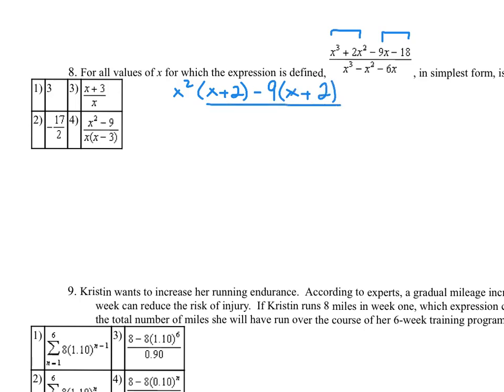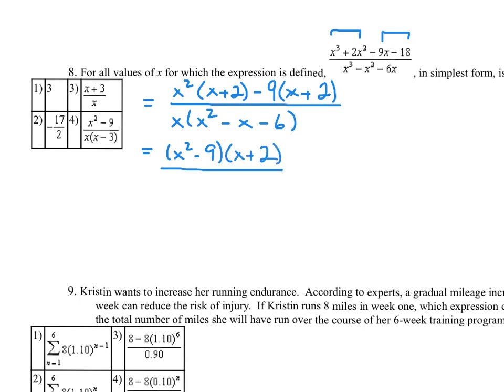All right, in the denominator, I notice that I have a common factor of x, so let me factor that out. And that would give me x squared minus x minus 6. All right, so let's keep going here. So that's going to give me, in the numerator, x squared minus 9 and x plus 2. And then I notice in the denominator, I can continue factoring that trinomial. So that's going to be x minus 3 and x plus 2.